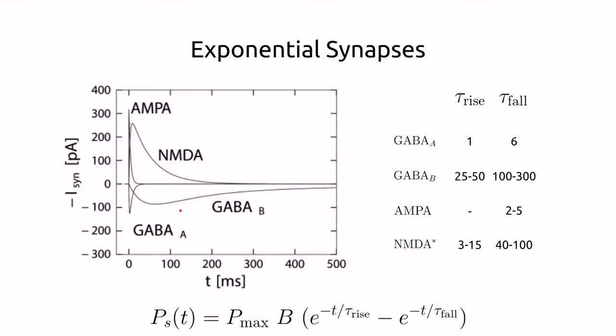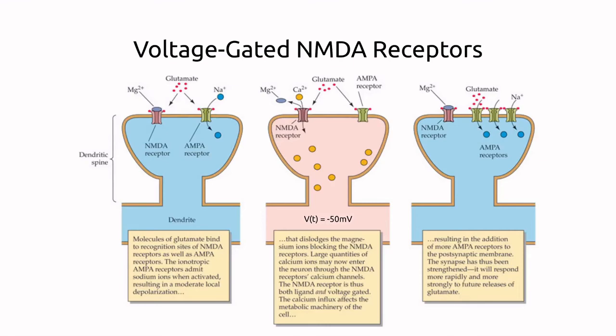For NMDA receptors, glutamate activates sodium, potassium, and calcium ions, and this has a moderate rise time of 3 to 15 milliseconds, so it's a little bit slower getting to the peak, and then a fall time of 40 to 100 milliseconds. The NMDA synapse is also an interesting one, so let's look at that in a little more detail. So again, as previously mentioned, NMDA can activate sodium, potassium, and calcium ion channels. It is activated not only by neurotransmitters, but also by voltage.